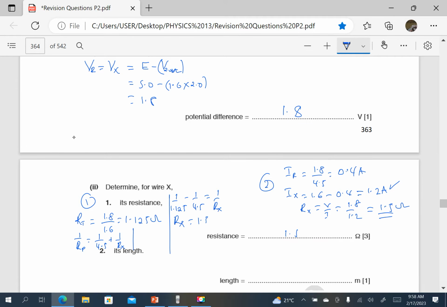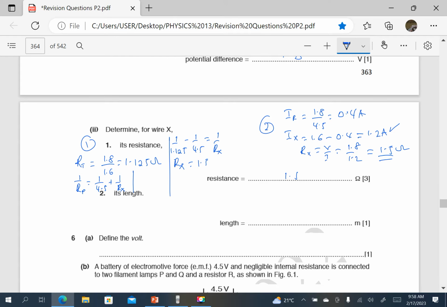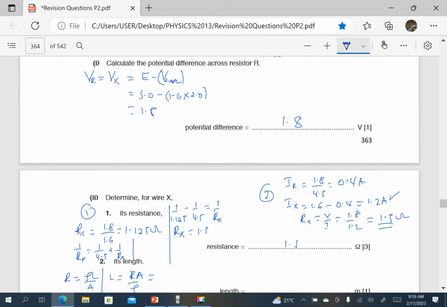So you can use either of the methods. Then its length. We have already established earlier on that resistivity is equal to RA over L, or I'll write the common equation, resistance is equal to rho L over A. So I make L the subject. This means L is going to be equal to RA divided by rho. Now I substitute. Since they have given us resistance per unit length, no, we don't even need that. We have the resistance of X is 1.5 ohms.